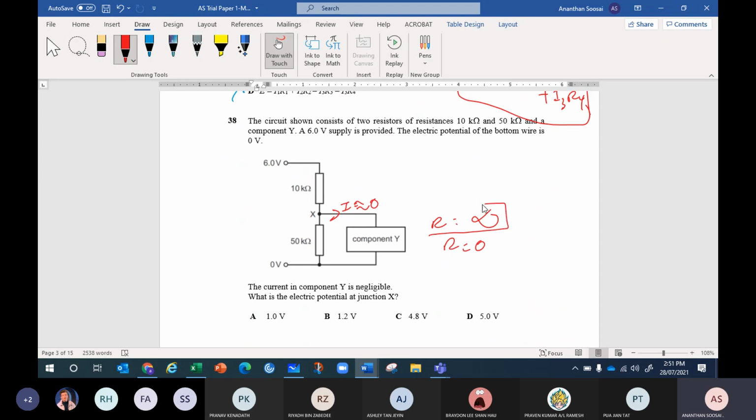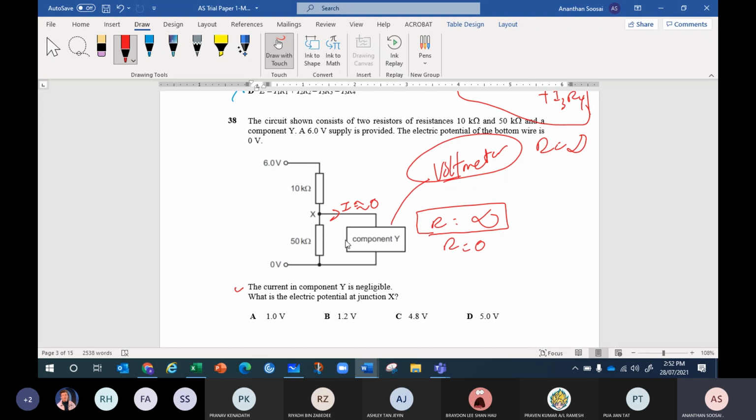It should be infinite resistance, right? That's why current flows here, and not much current flows into component Y, because of very big resistance. It's like a voltmeter. Voltmeter has infinite resistance. So when I read this statement, what you should conclude is component Y has a very high resistance. Okay, so what is the electric potential at junction X?